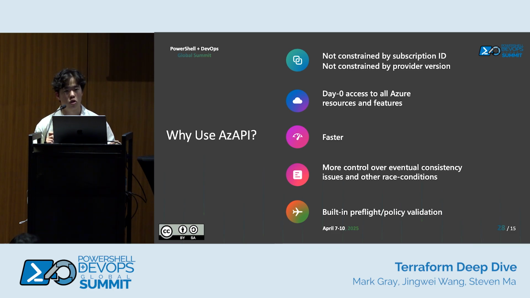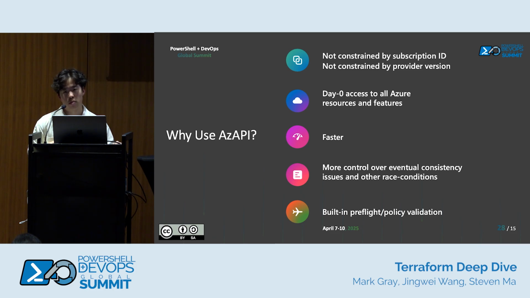First, the constraints around subscription ID. If you're on AzureRM 4.0 or any version of 4.0, then you need to specify your subscription ID. If you're ever trying to handle situations where you're dealing with multiple subscriptions or heck, multiple tenants, you're going to have a lot of problems there. And the nice thing about AzAPI is that it can actually free you from that.